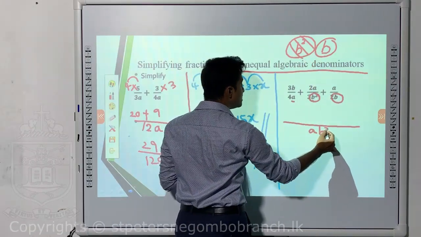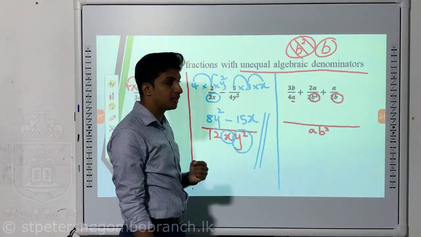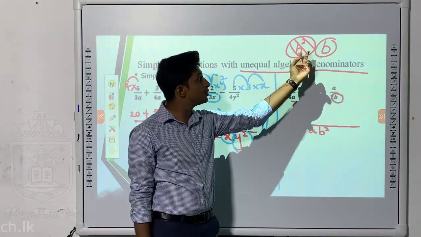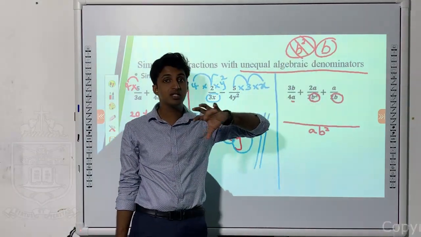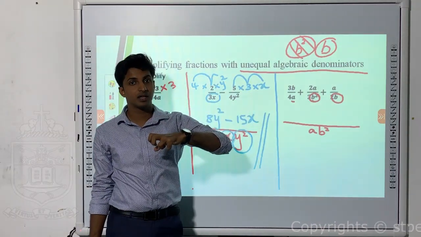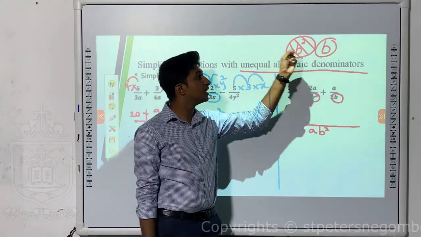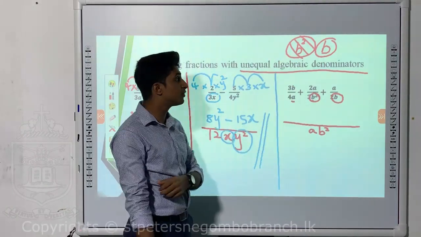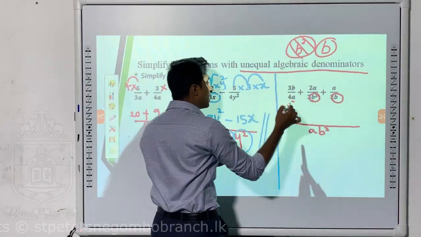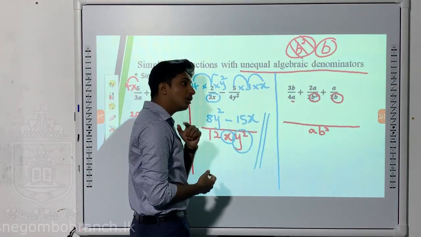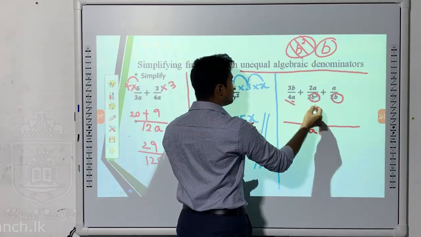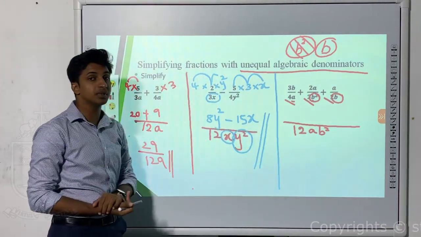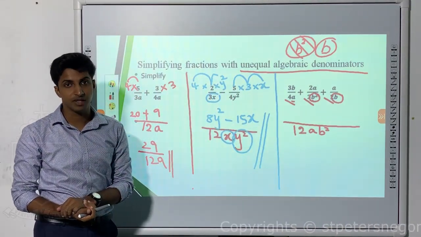So I will take B squared to the denominator. Again, I am explaining that part. When you have two powers of the same letter, you have to check for the larger power. So I have to take the larger power to that. Now look at the numbers. I have 4, I have 3, I have 2. So again here, the best number to be taken is 12.